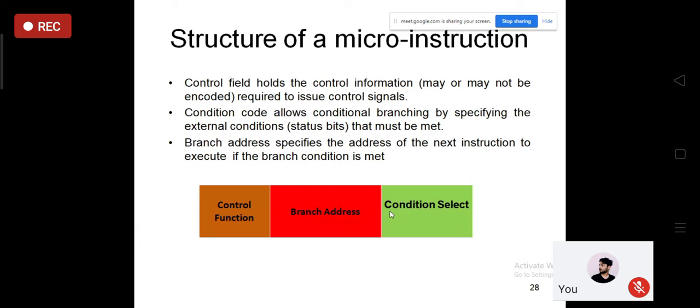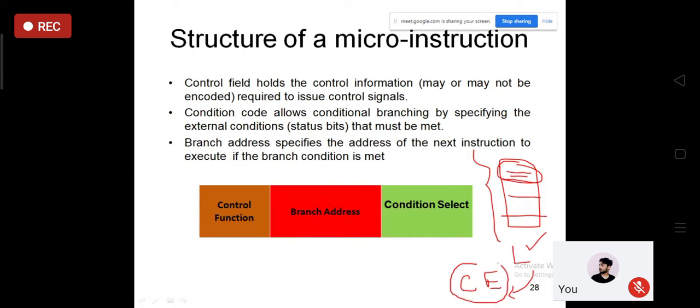Smaller, because there is a collection of instruction that will be residing in the control memory, right? So if you require a smaller instruction, that means the size of the memory will be less, and that is cost effective, right? So if the size of the instruction is less, that leads to the cost effectiveness of control memory. Are you getting my point?